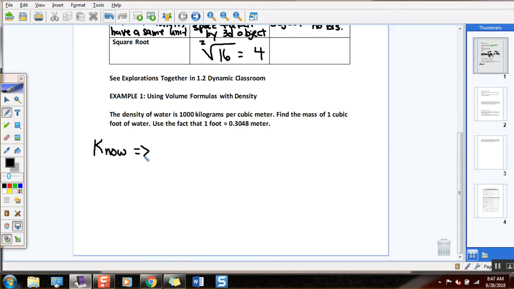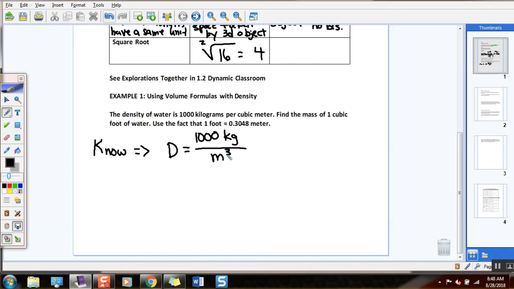Okay, so the density of water is 1,000 kilograms per cubic meter. I'm going to write this down right here. My density of water is going to equal 1,000 kilograms for every cubic meter. Okay? We need to find the mass of one what, kids? A cubic foot of water, okay?